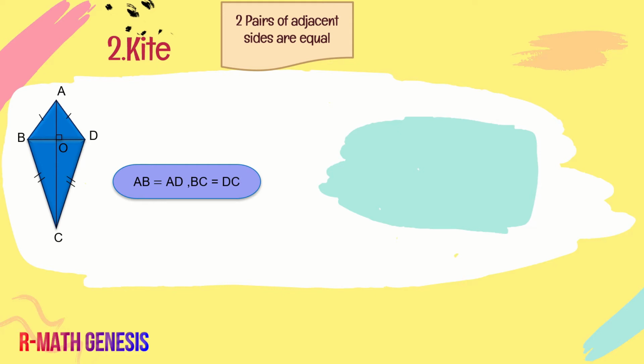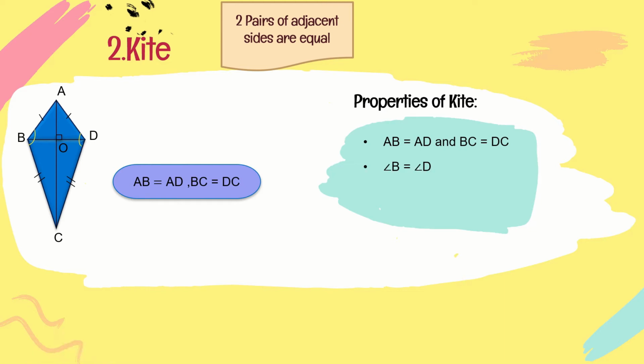Now we'll see the properties of a kite. The first one is two pairs of adjacent sides are equal. Next, if you observe carefully here, one pair of opposite angles is also equal, that is angle B equals angle D.